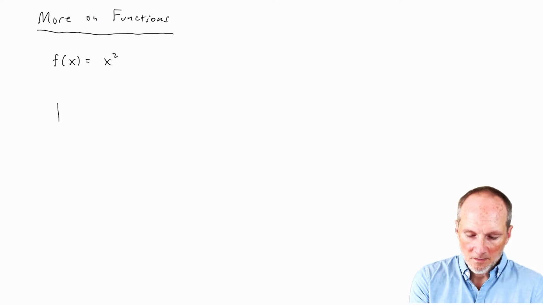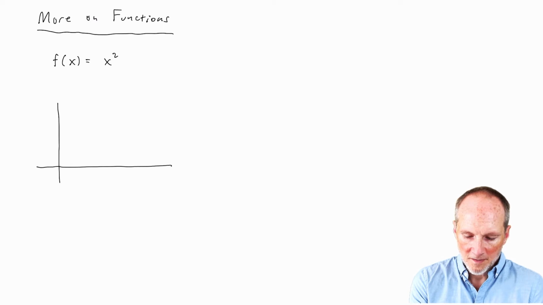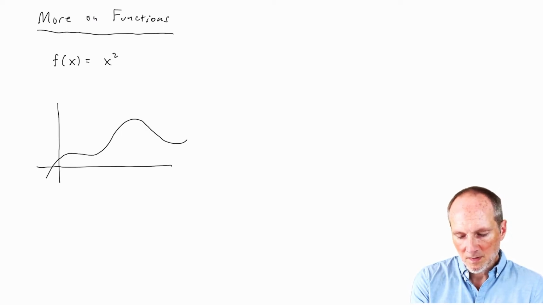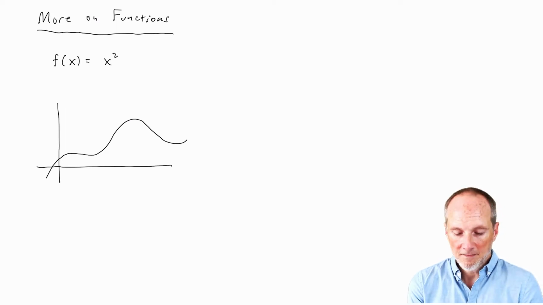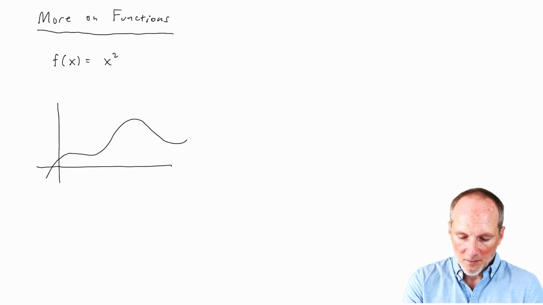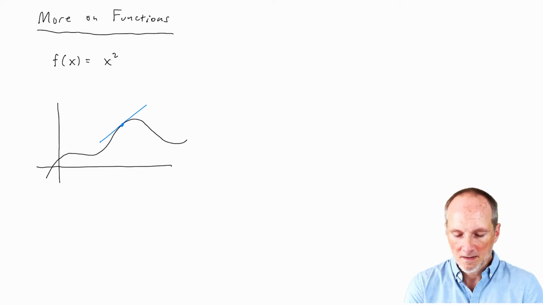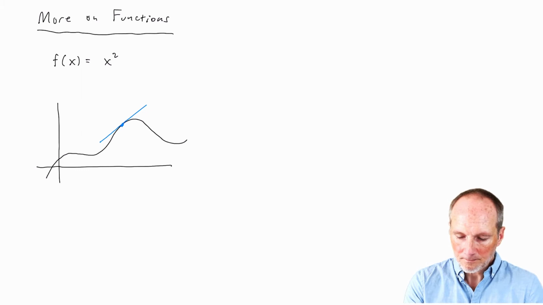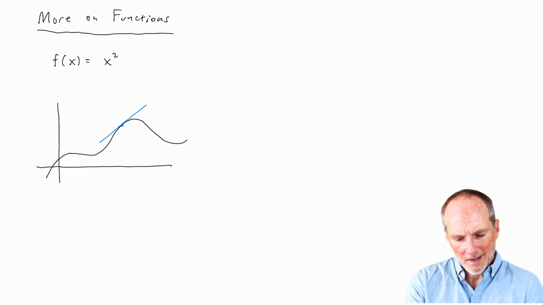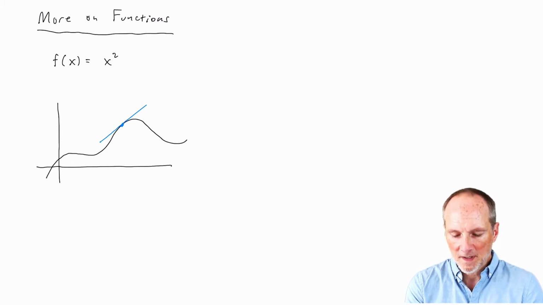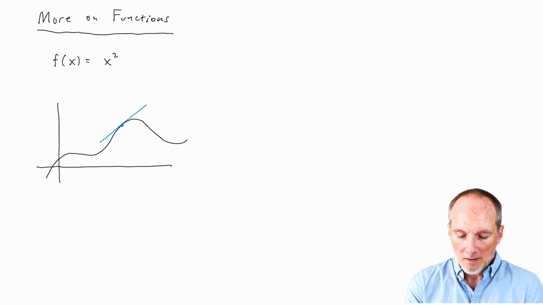So in general, suppose your function, again, it has to have a unique value for each x, but suppose it's like this. That's not a quadratic function, but it looks pretty smooth. And if we take a point on the graph of that function, we can put a tangent line up against it, and then we can think, okay, that tangent line has some slope. What is that? Well, in general, that is the derivative of the function.